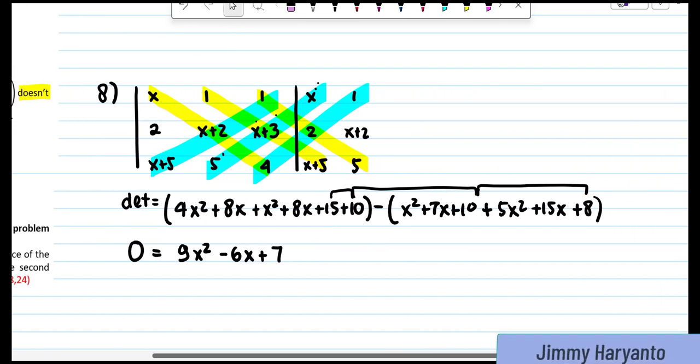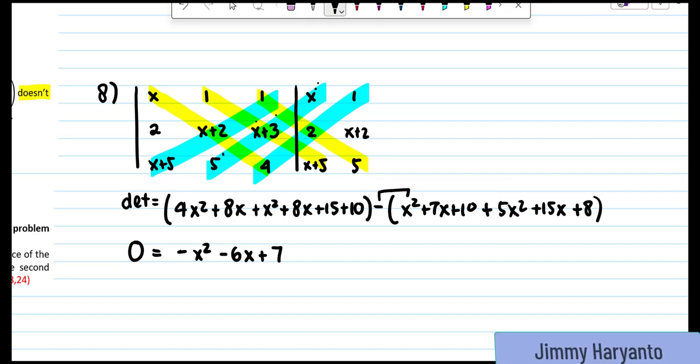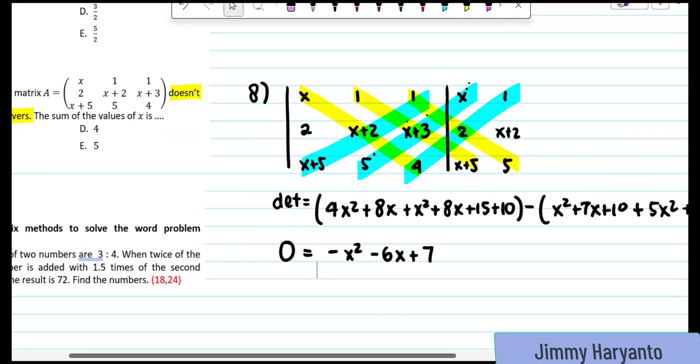Wait. Oh, my bad. This one, 5x squared minus 5x squared equals 0. It will leave you the negative x squared. Negative x squared. Okay, this one is correct.